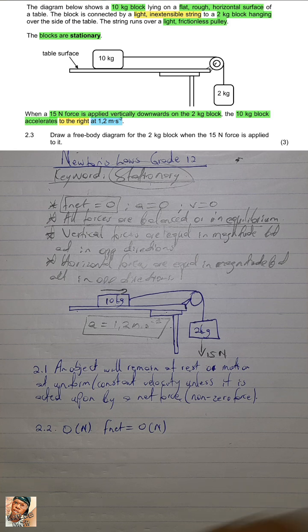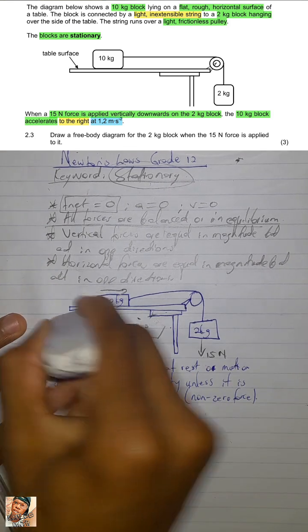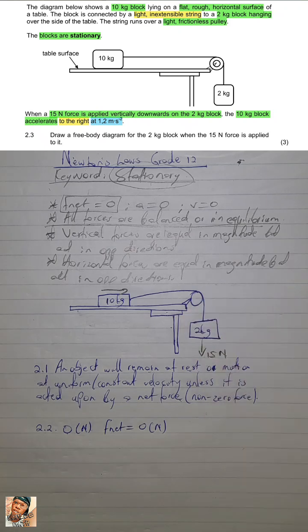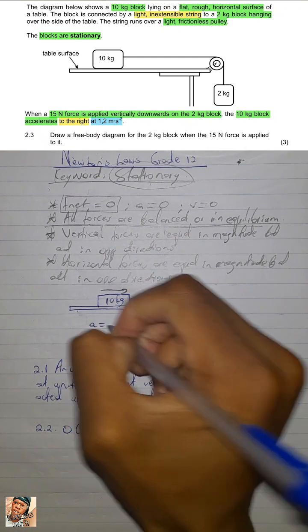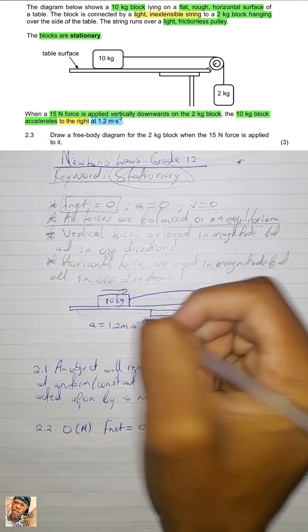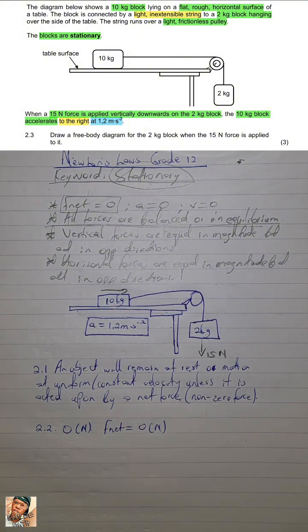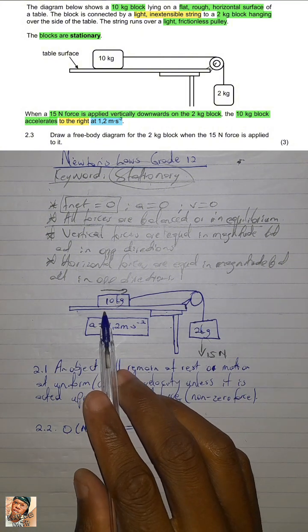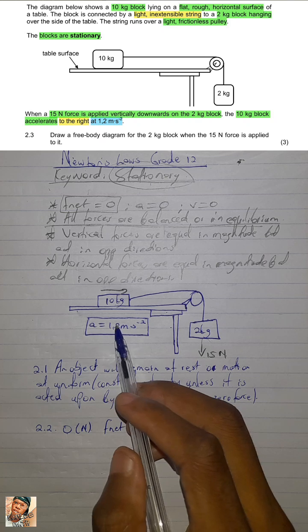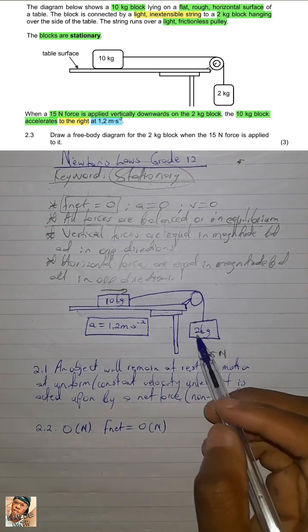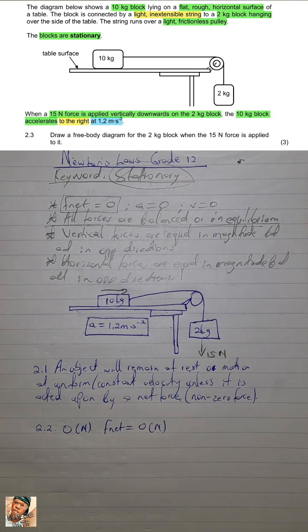It's a system, okay? So let me try to write this with a pen, because the pencil looks a little bit bad. So acceleration is equal to 1.2 meters per second squared, and this acceleration applies to both the 10 kg and the 2 kg blocks. Although they say that the 10 kg block is going to accelerate at 1.2 meters per second squared, it doesn't mean that the acceleration of the 2 kg block is going to be different. They have the same acceleration because they are a system. All right, so I hope that is clear.